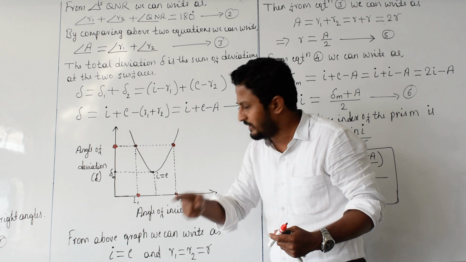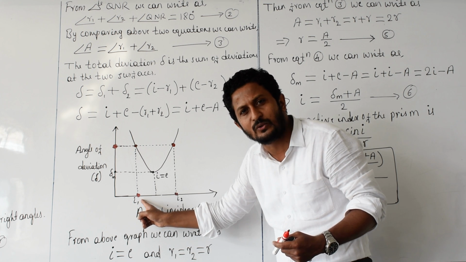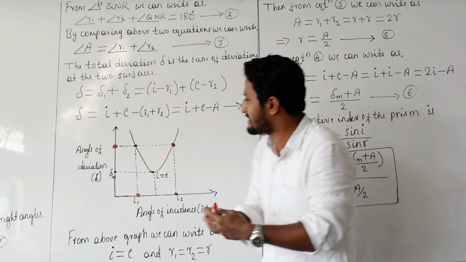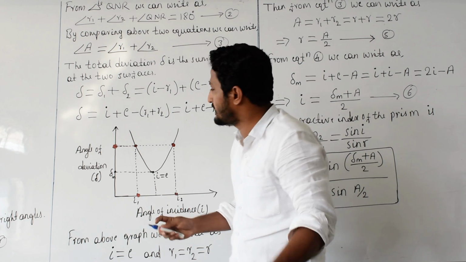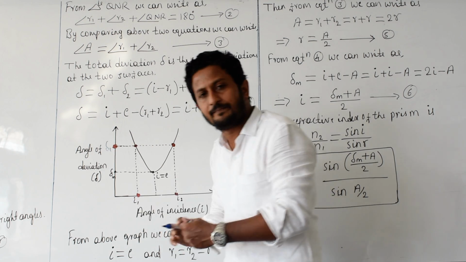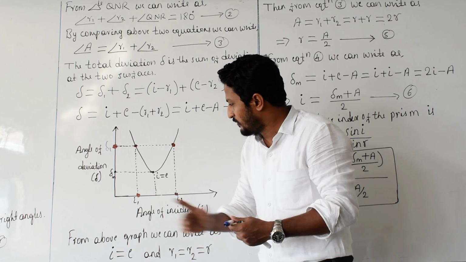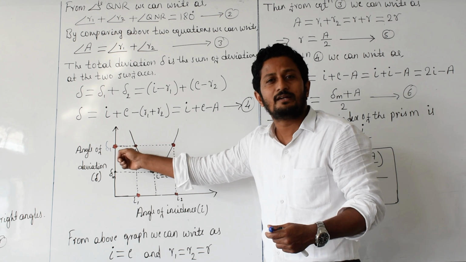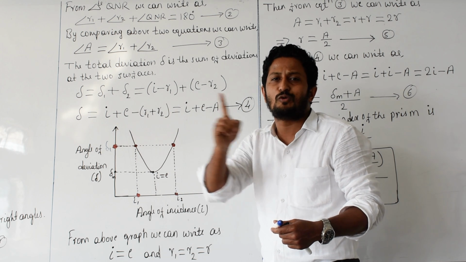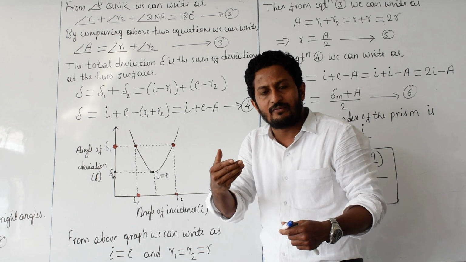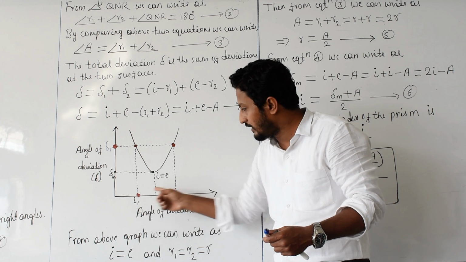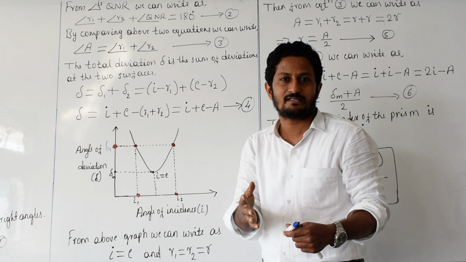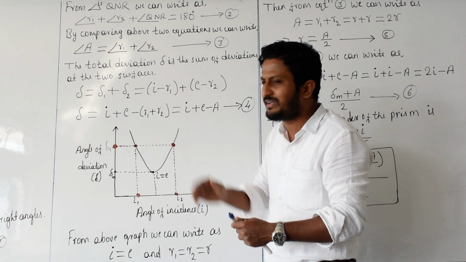If you send with this I1 value, you get this deviation, say delta 1. For I1 you got delta 1, and for I2 also you got delta 1. This means for one particular value of deviation, there are two angles of incidence. That is going to happen everywhere.